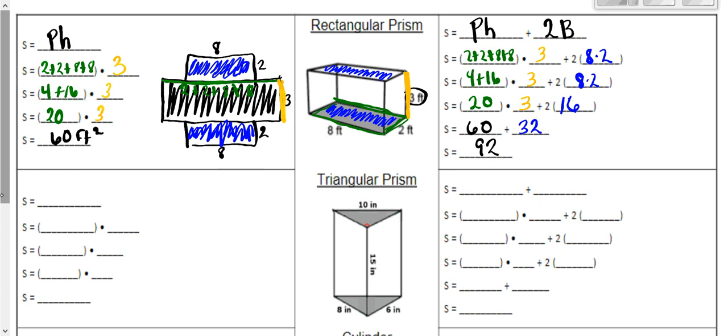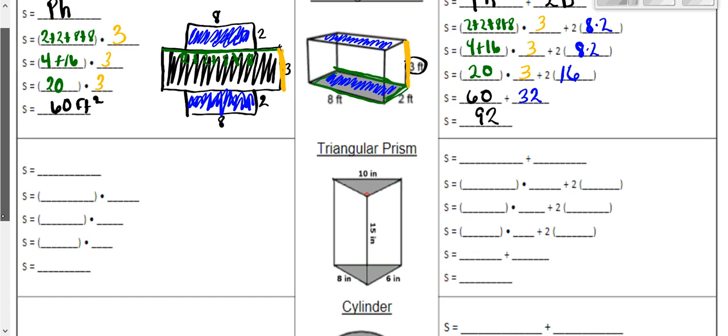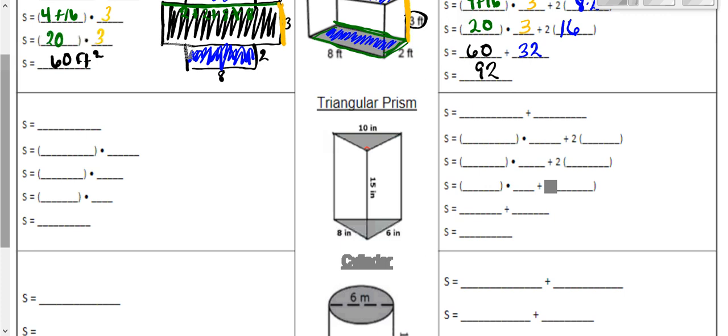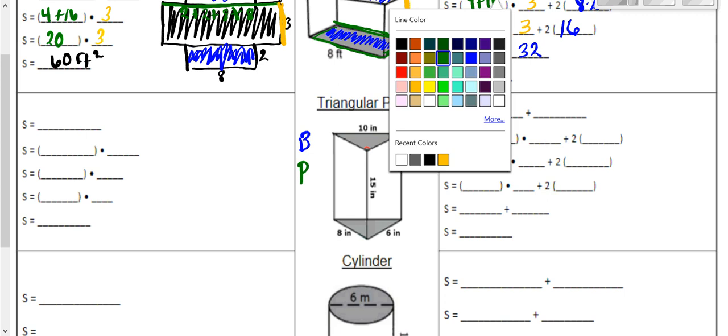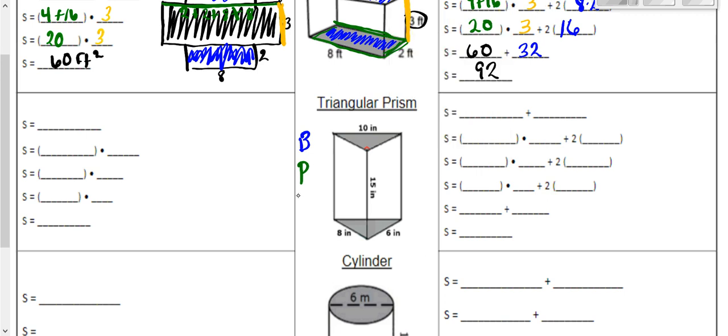Okay, let's look at our triangular prism now. So our triangular prism is going to be very similar. So let's go ahead and mark our 3D image with all of the pieces of my formula. So I'm looking at my B, I'm looking at my P, and then my H.